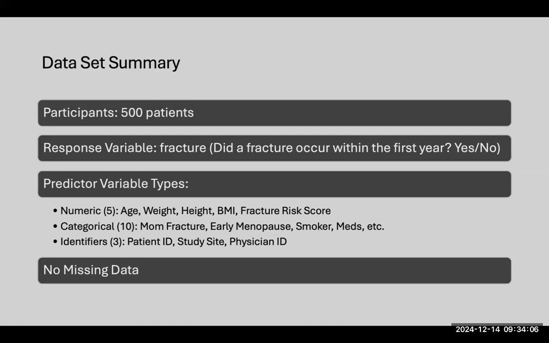Let me take you through the data set. So the data set is 500 observations, all representing individual patients. The response variable is fracture. Did a fracture occur within the first year? And this is a categorical yes or no. For the predictor variable types, there are 5 that are numeric. There are 10 categorical. And then there are 3 identifying variables: patient ID, study site, and physician ID. There's no missing data in the data set.